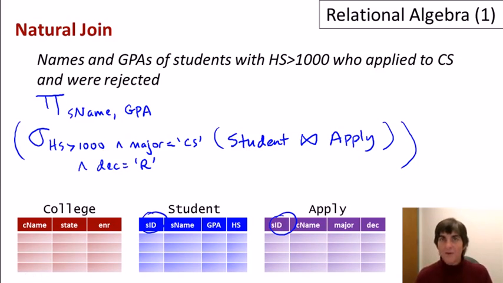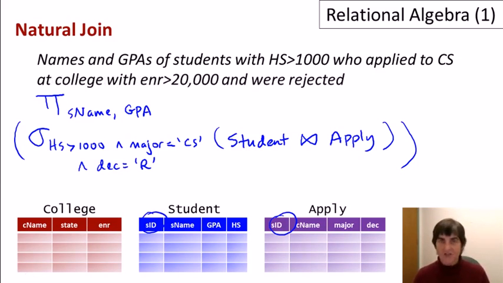Now let's add one more complication to our query. Let's suppose that we're only interested in applications to colleges where the enrollment is greater than 20,000. So far in our expression, we've referred to the student relation and the apply relation, but we haven't used the college relation. But if we want to have a filter on enrollment, we're going to have to bring the college relation into the picture. This turns out to perhaps be easier than you think.